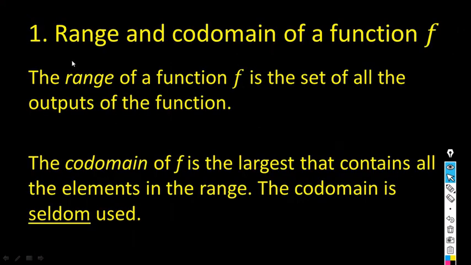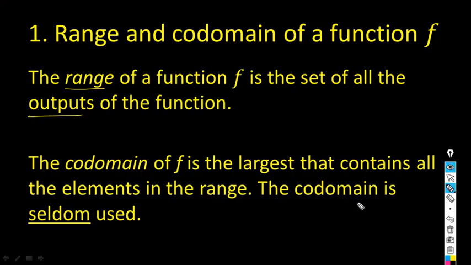Okay, so let's start. Number one, what is the range and the codomain of a function f? What are these things? So the range of a function f is the set of all the outputs of the function. Remember that the domain was the set of all the inputs of the function. And now range is the set of all the outputs of the function. And next we have this, the codomain of the function f is the largest set that contains all the elements in the range.